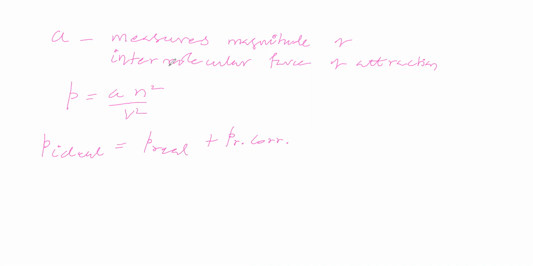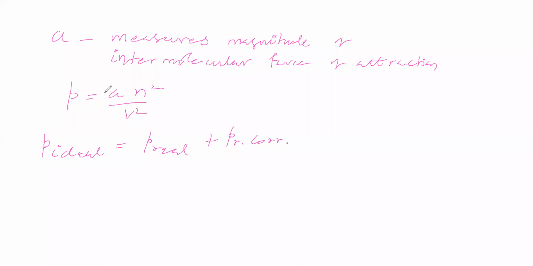This point we got. So what are the points we got here? One is pressure of ideal gas equal to pressure of real gas plus pressure correction. Next point is pressure correction is equal to A n square by V square. Next point is A is a measure of intermolecular force of attraction.